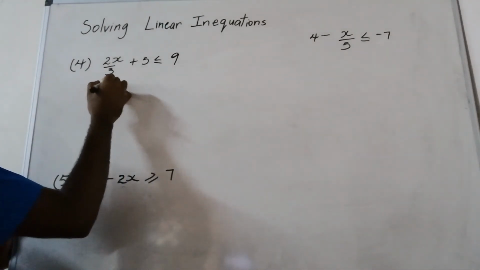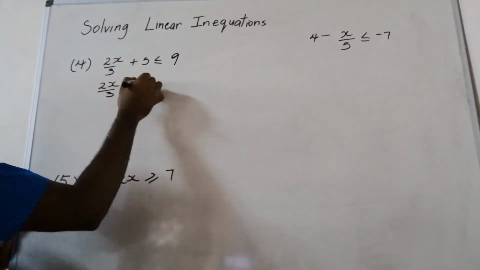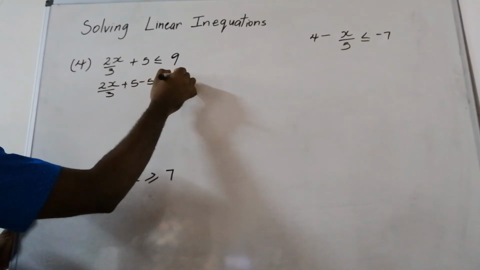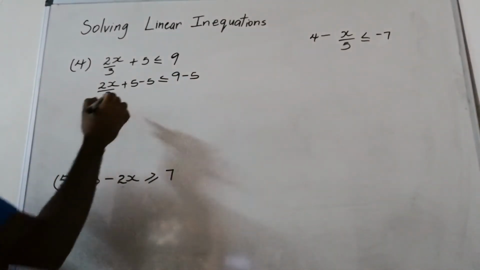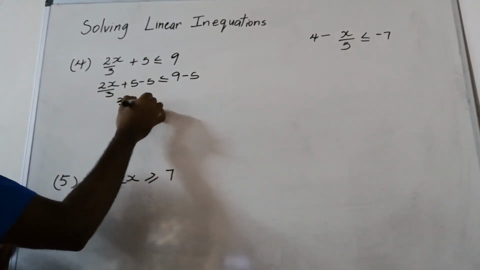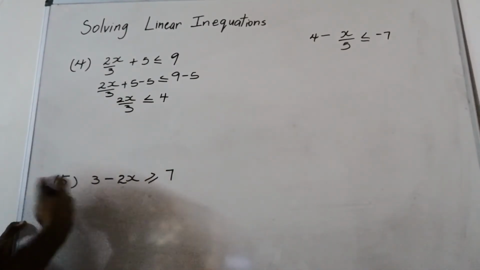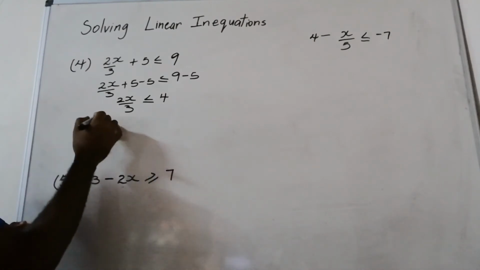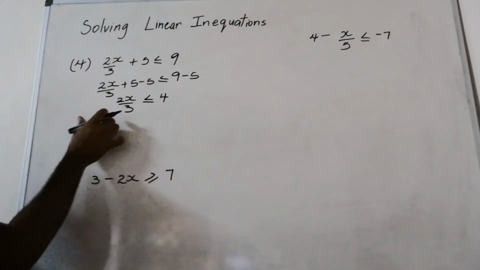So we have 2x over 3 plus 5 take 5 is less than or equal to 9 take 5. So that will give us 2x over 3 is less than or equal to 4. Next, we need to get rid of our 3, and since it's dividing, we need to multiply. So, or what we could do is do it at once.